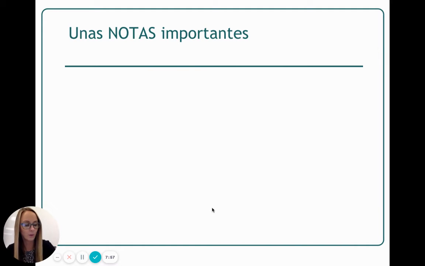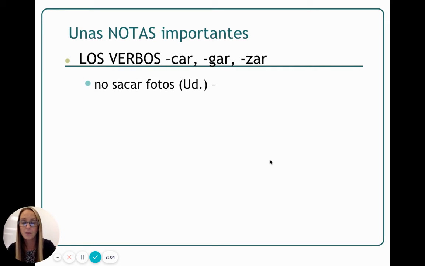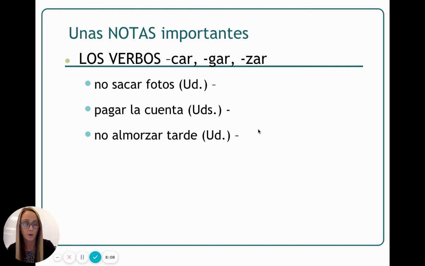So we do have some irregulars. This is on page 2 of your doc. The car, gar, zar changes are still going to apply because we're adding these letters that change the pronunciation. So for instance, if you want to try them, you can pause the video.